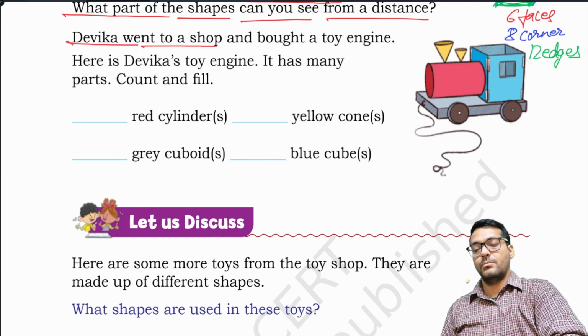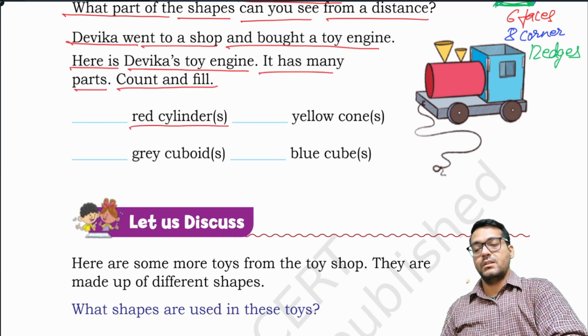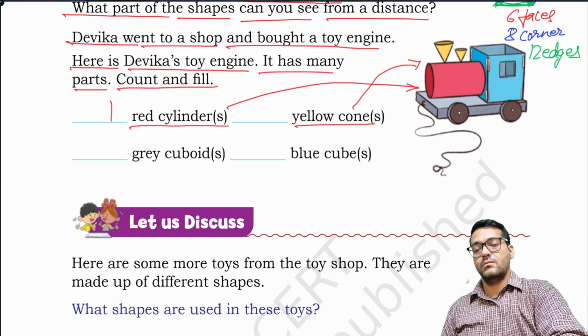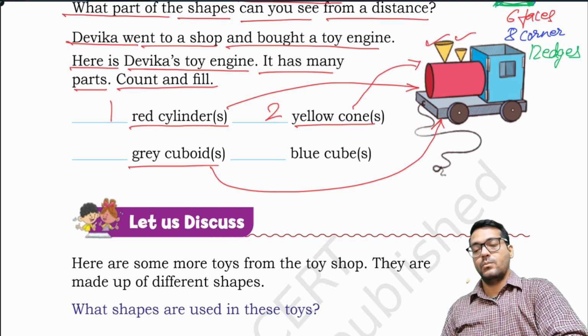Devika went to a shop and bought a toy engine. Here is Devika's toy engine. It has many parts. Count and fill. Red cylinders, 1. Yellow cones, 1 and 2. Gray cuboid, 1. Blue cube, that is 1.